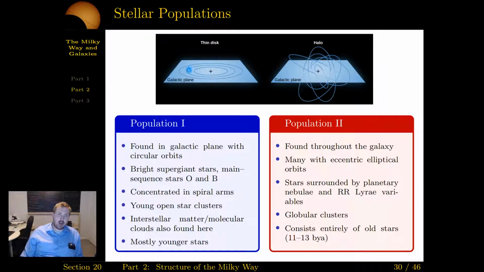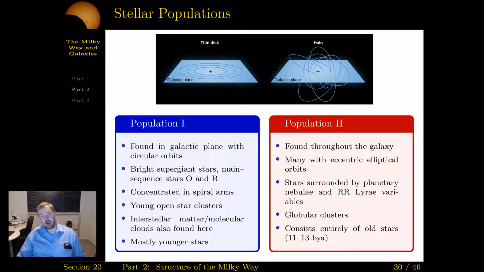So they are concentrated in the spiral arms because this is a region of star formation. There's a lot of dust, there's a lot of gas, and that fuels a lot of stars together. So these tend to be young in these open clusters. Remember I said, there's a lot of interstellar matter and molecular clouds floating around there because a lot of stars are being formed inside this disk. So there's a lot of activity in this region. And that's why we tend to find the population 1 type stars.